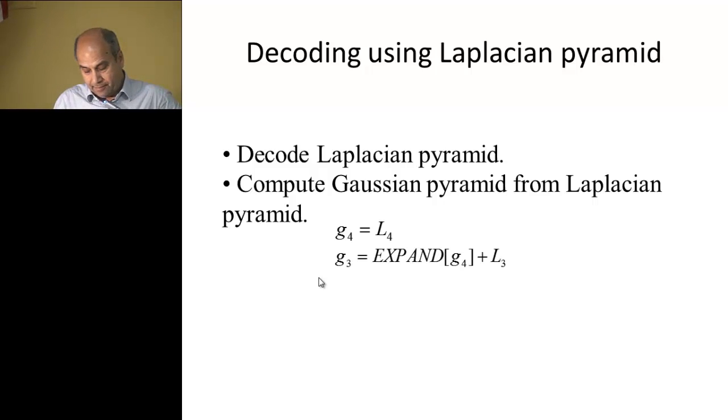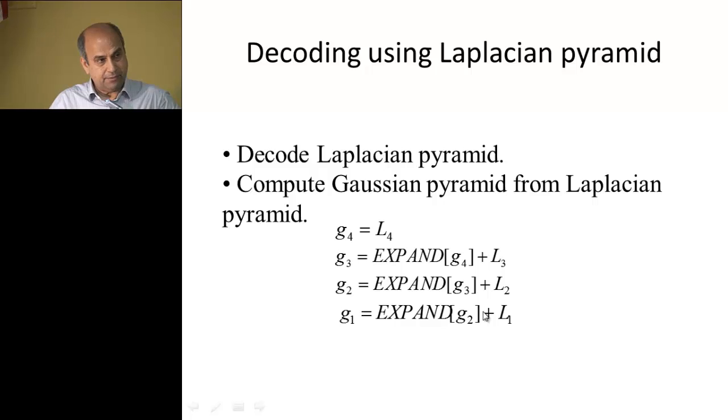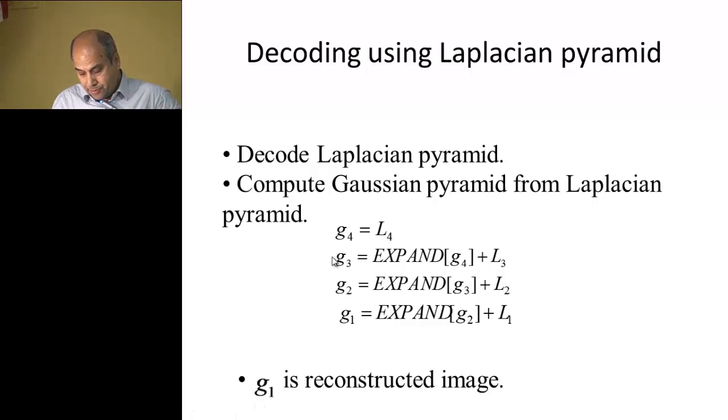So G4 becomes L4, G3 will become L3 plus expand G4, and G2 will become like this, and so on. These are the same equations, we just expand, because now we have the Laplacian and want to get the Gaussian. In the other case we had the Gaussian and wanted the Laplacian. The last one will become the first level of the Gaussian pyramid, which is the original image. That way we get the image back.